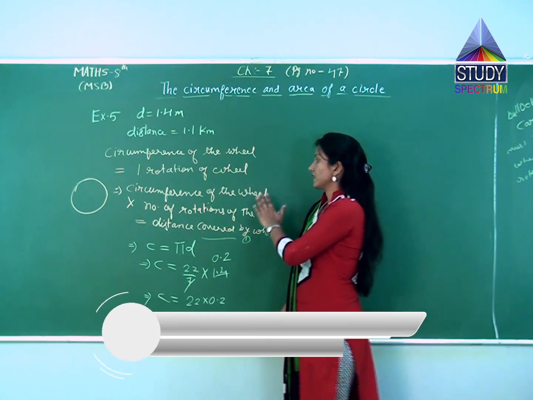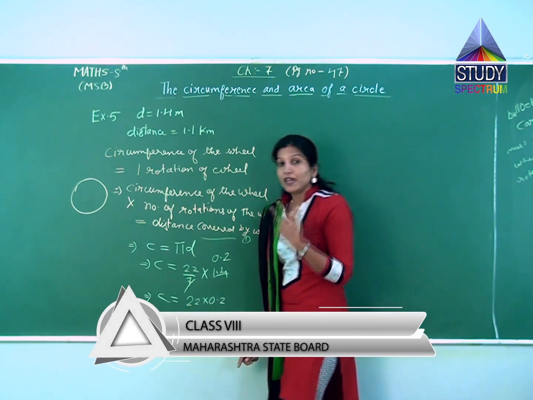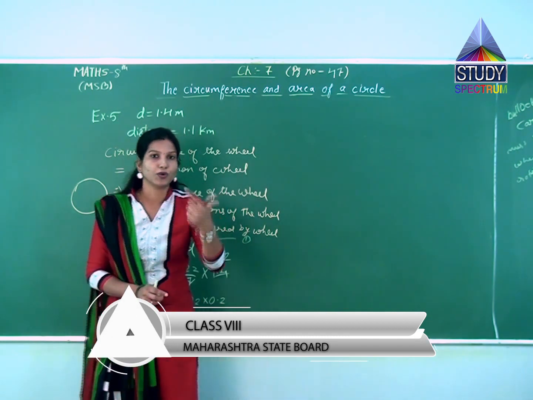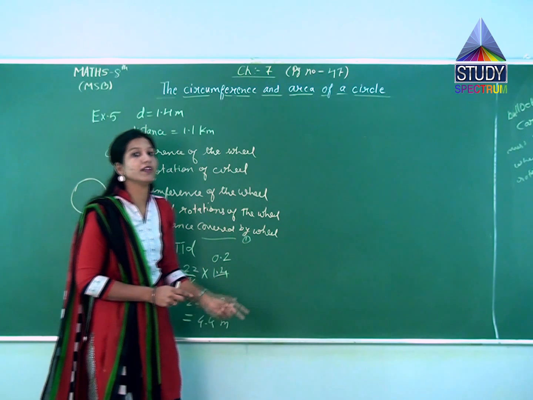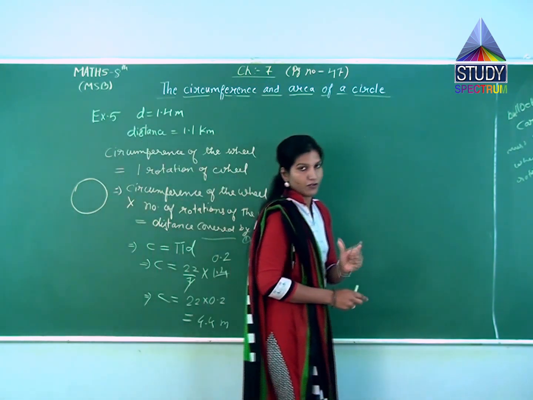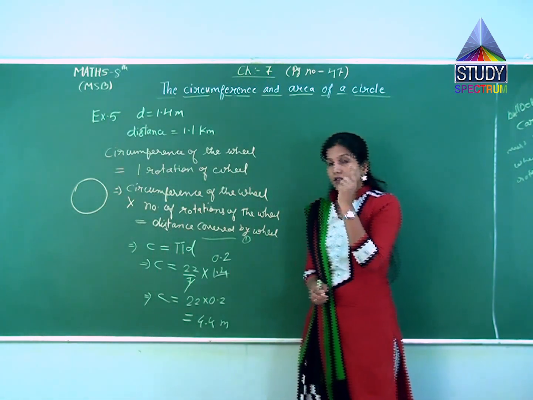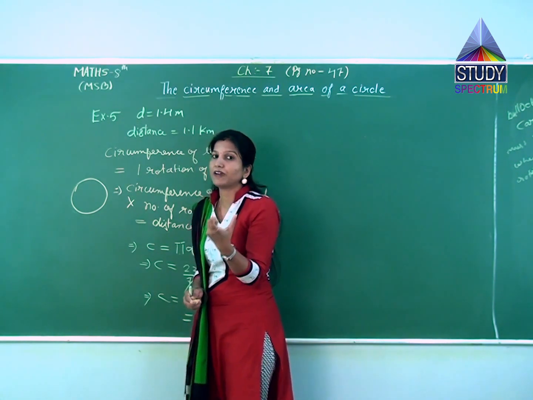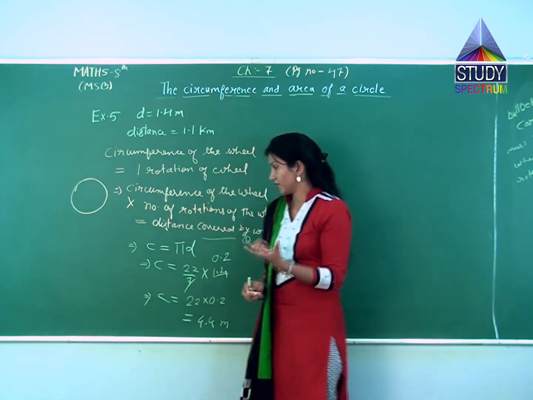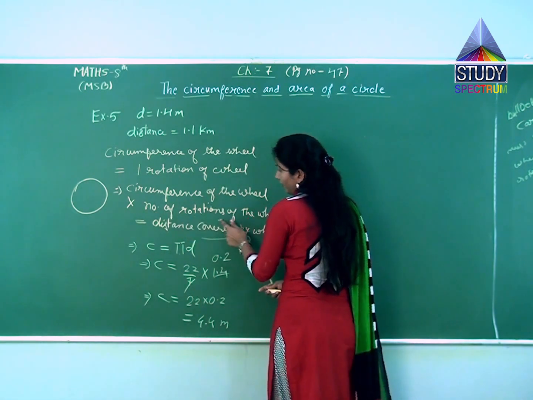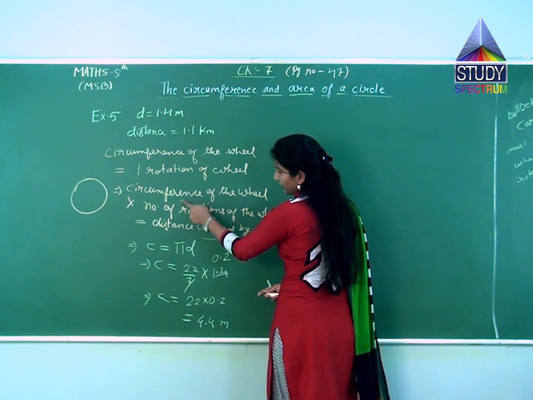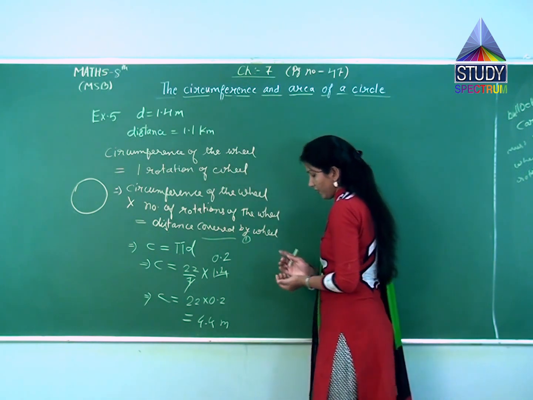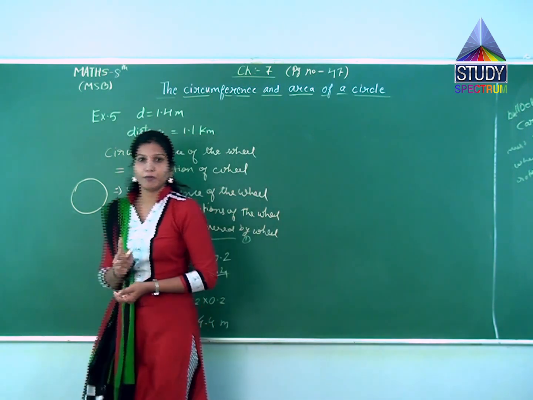Now we have our circumference of the wheel. We are asked in the question how many times the wheel must rotate, means we have to find out the number of rotations. What has been said in the question? How many times the wheel must rotate, means we have to find out the number of rotations. We have the circumference and we have the distance. The distance is given, that is 1.1 kilometer. Now from equation number 1.